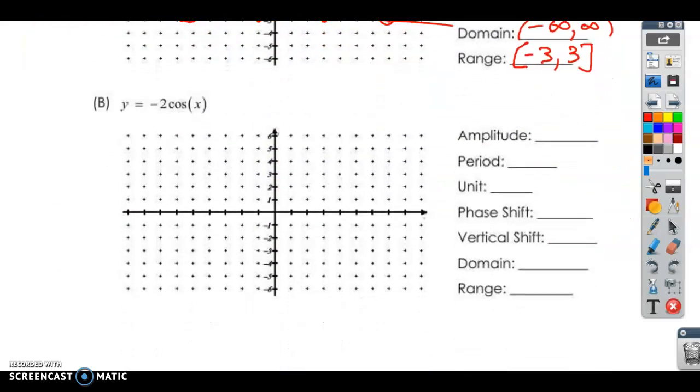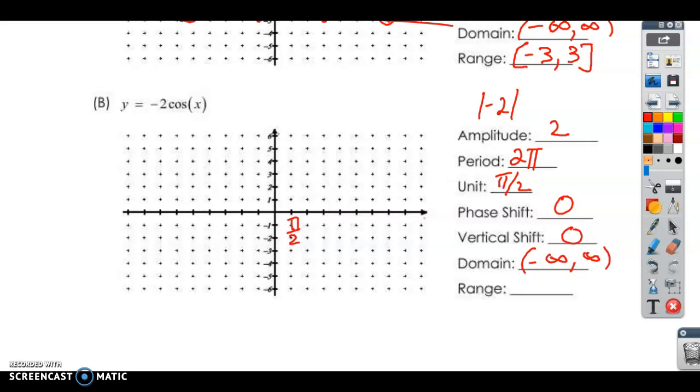Our amplitude is the absolute value of -2, which is 2. The period is 2 pi, because it's 2 pi divided by the 1 that's in front of the x. The unit will be the same as the previous one, so that will be pi over 2. So we go ahead and just write pi over 2 on the graph there. We have no phase shift, no vertical shift. Our domain should be the same as usual.